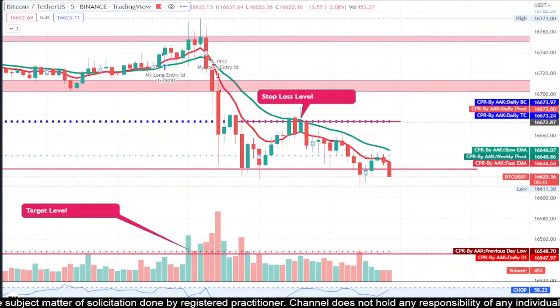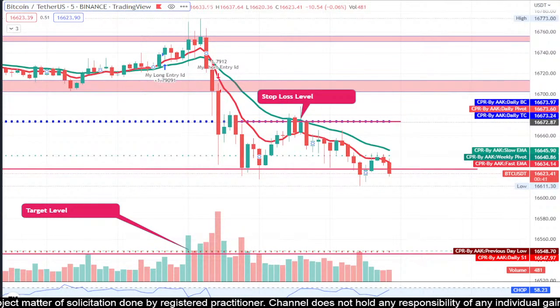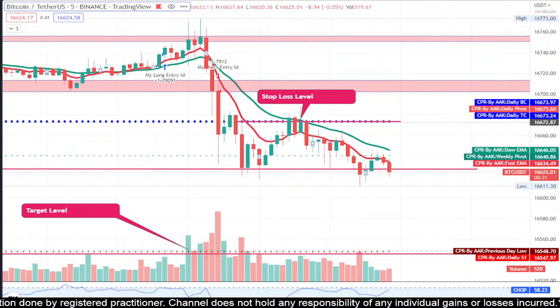All right, so we are moving below the barrier. However, it is also important for this candle to close below the barrier and the next candle to start below the barrier.